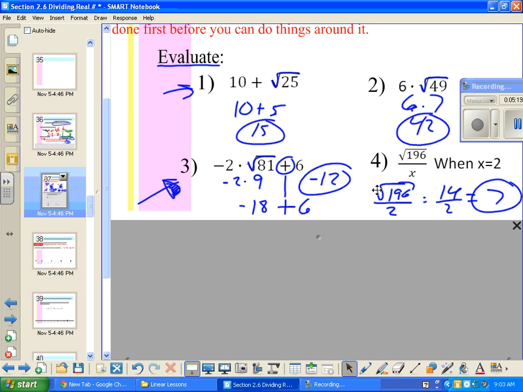So again, any of these problems just kind of show how square roots can also show up in a problem. We just have to take care of those first, just like a parenthesis.